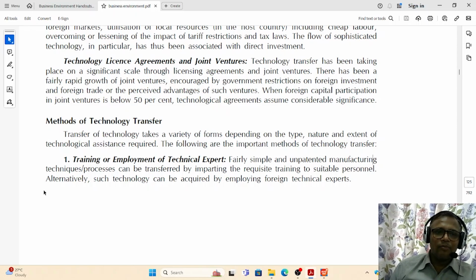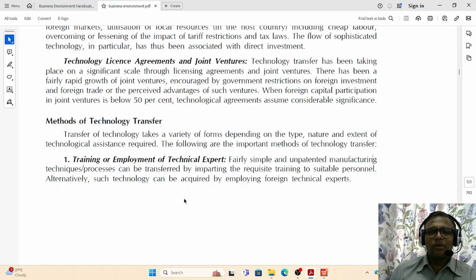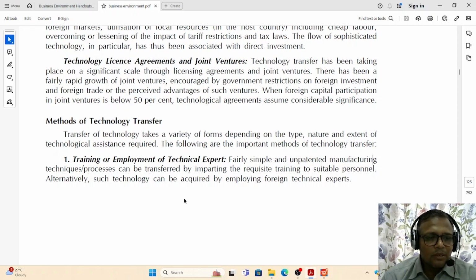First is training or the employment of the technical expert. Fairly simple and unpatented manufacturing techniques and processes can be transferred by imparting the requisite training to the suitable personnel. Alternatively, such technologies can be acquired by employing foreign technical experts. So remember, the first is fairly simple and unpatented manufacturing techniques and processes can be transferred by imparting the requisite training to the suitable persons. So it is something in which you transfer by giving the training to someone.